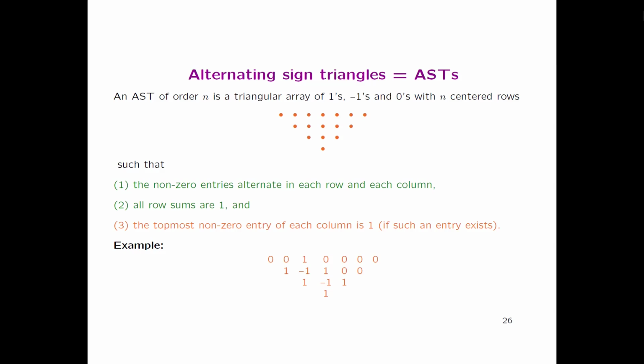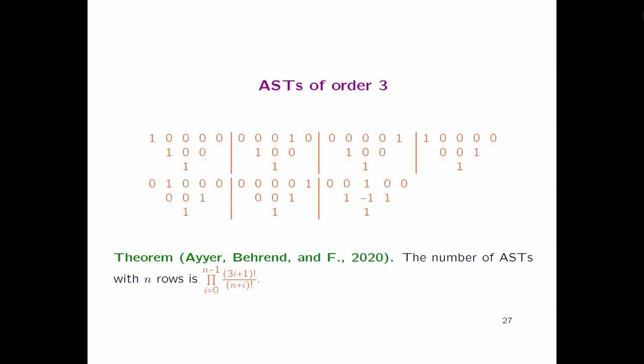And at the bottom, you can see an example. All these conditions are fulfilled in the example. You see also that a column need not contain a non-zero entry. For instance, the first and the last columns are examples of such. So here are all alternating sign triangles of order 3. You see that there are 7 of them, as is the case for alternating sign matrices. Together with Arvind and Roger, we showed that the number of alternating sign triangles is again given by the same number as for alternating sign matrices.